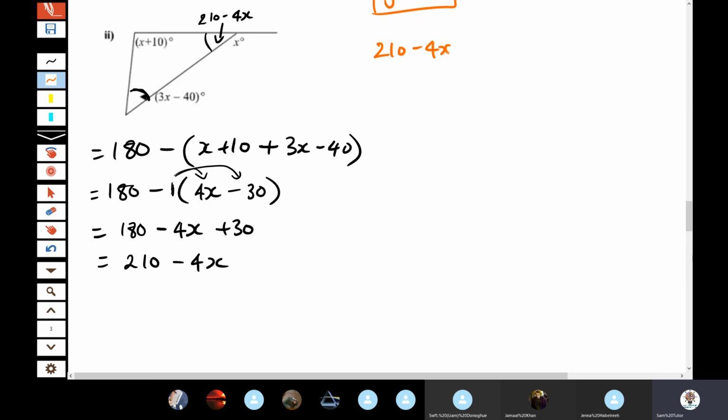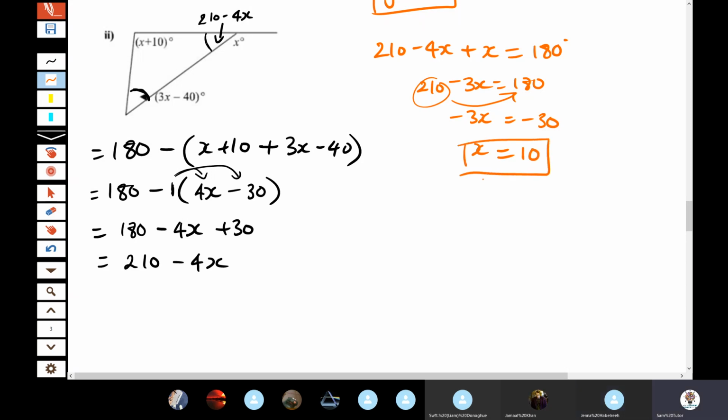210 take away 4x plus x has to equal to 180. And then, of course, negative 4x plus x is negative 3x. And then you would subtract your 210, minus 30. And therefore x equals to? 10. Yeah. There was almost no geometry there. Right. Got a lot of algebra.